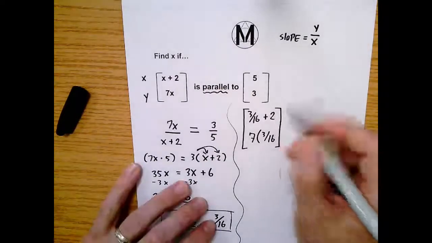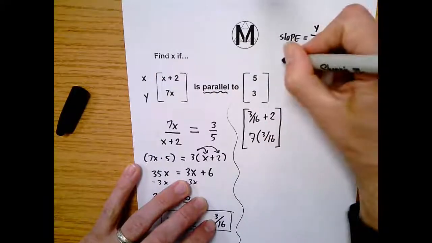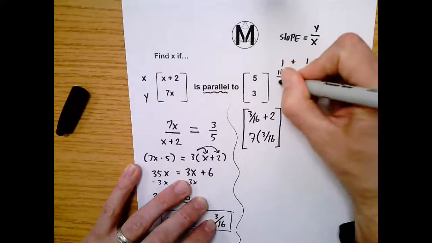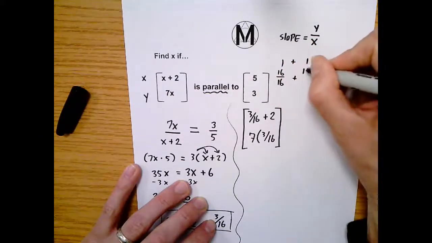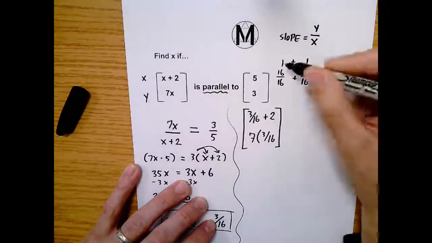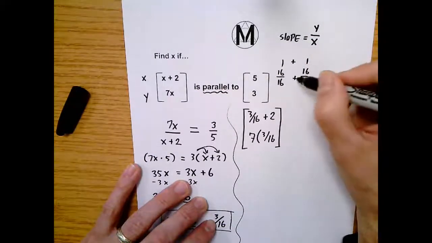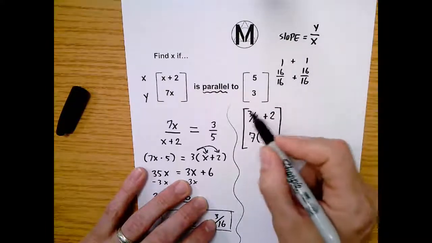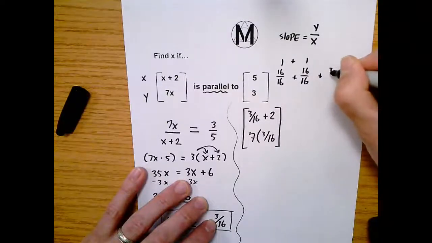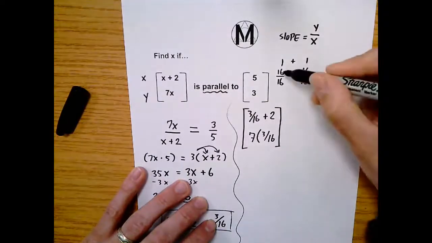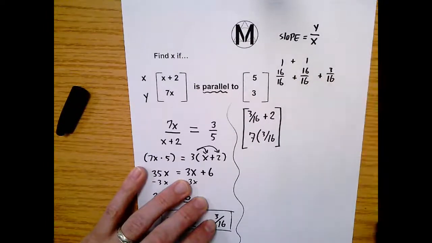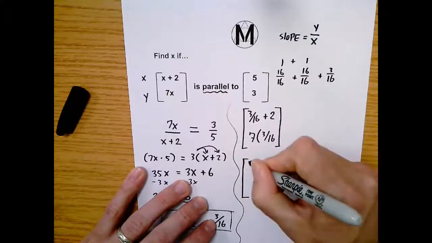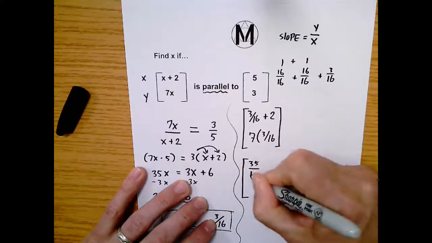So if you think about 2, I'll just draw a little work up here. 2 is the same as saying 1 plus 1. And if we're going to move 1s in the 16ths, that's like saying 16 over 16 plus 16 over 16. So 1 plus 1 is 2. 16 over 16 plus 16 over 16 is 32 sixteenths, which is the same as 2. And then we're adding this right here, which is 3 sixteenths. So 16 plus 16 is 32, plus 3 is 35. So we know that this top part is going to be 35 over 16.